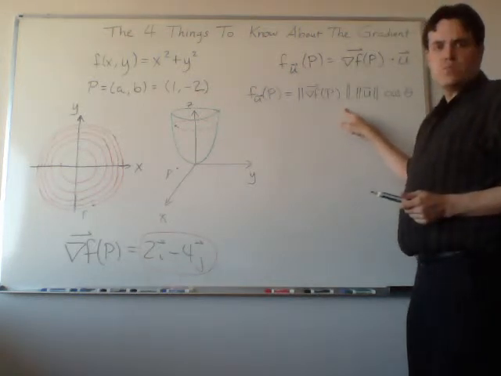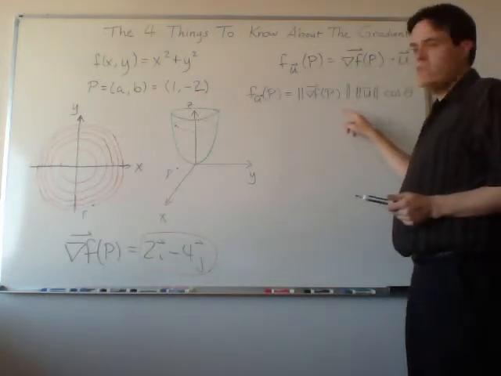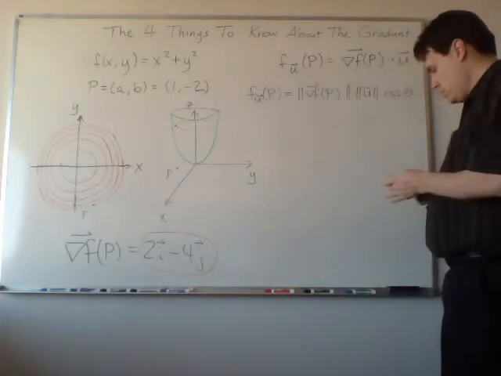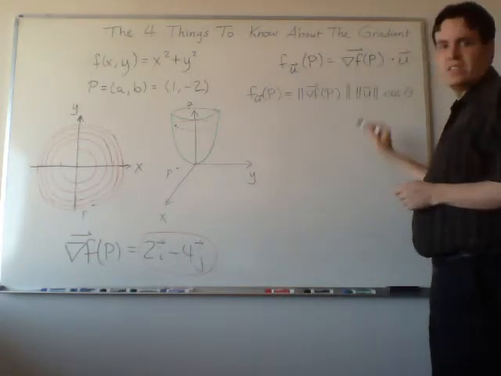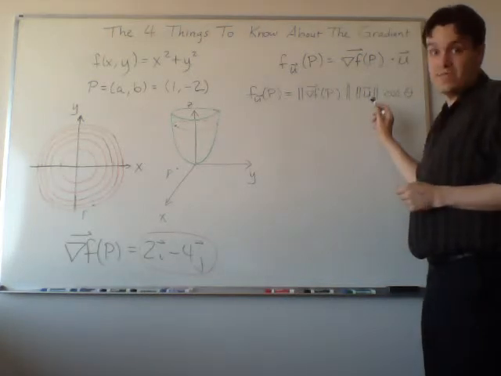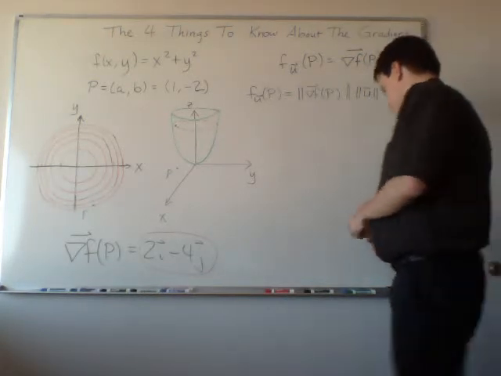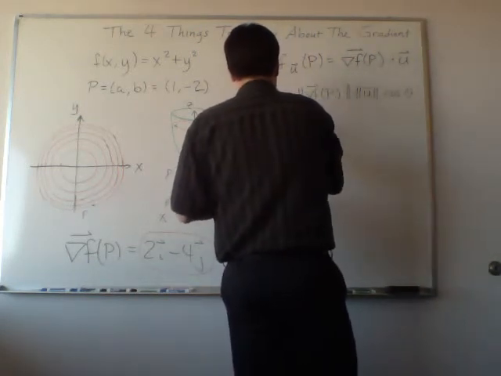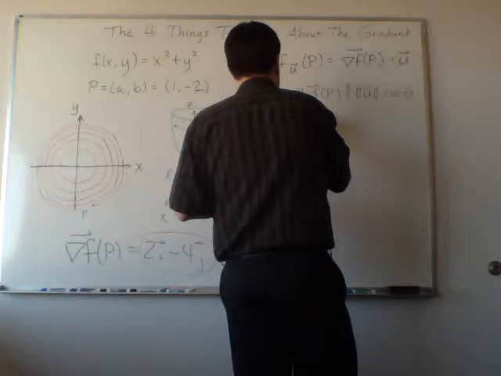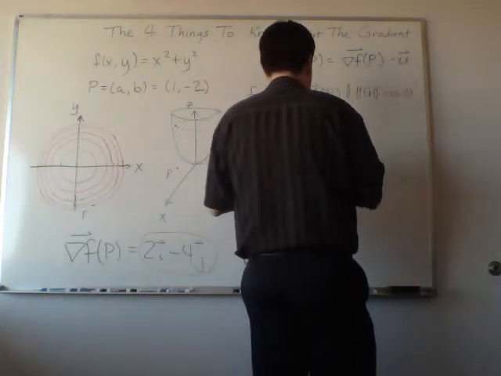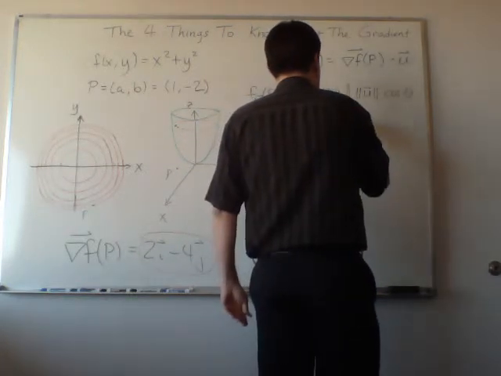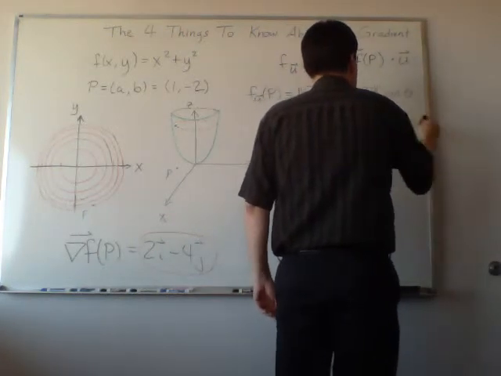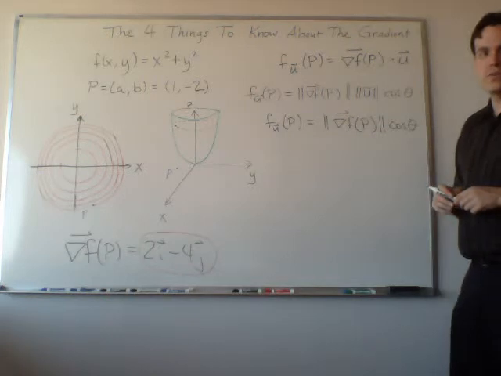Now let's take a look at this expression once again. Notice there's something here that you already know the value of. You know that the magnitude of this unit vector is 1, which means that my directional derivative in the direction u is the magnitude of the gradient of f at p times the cosine of the angle theta.